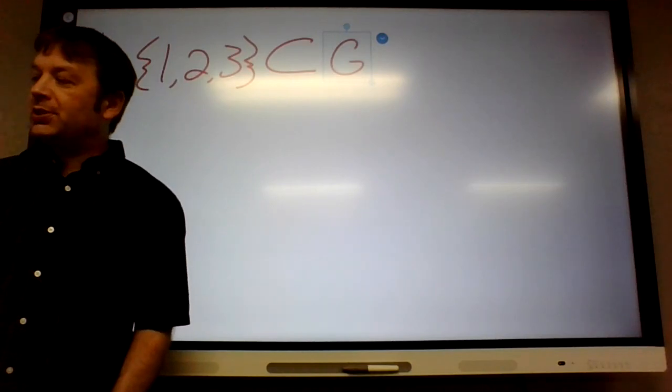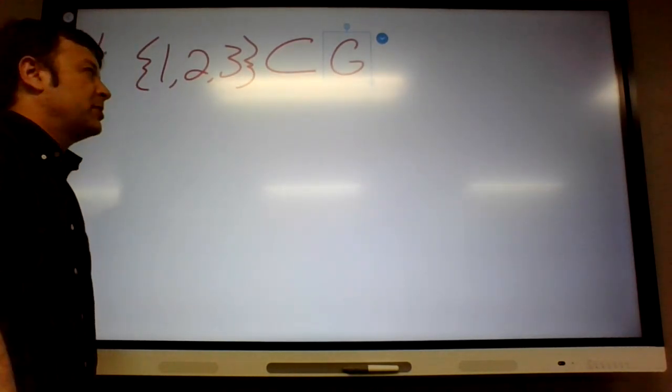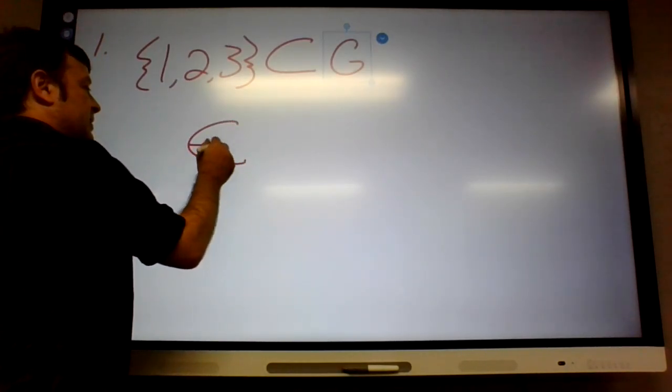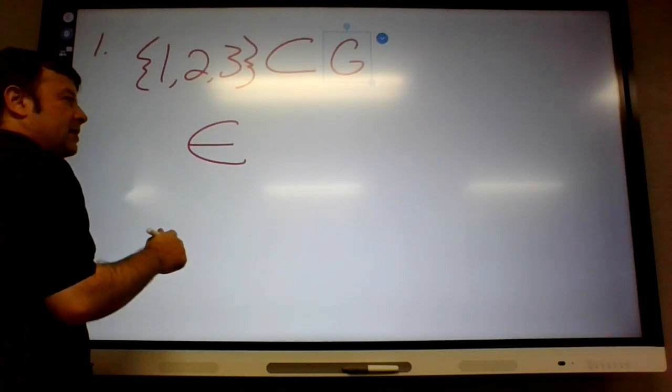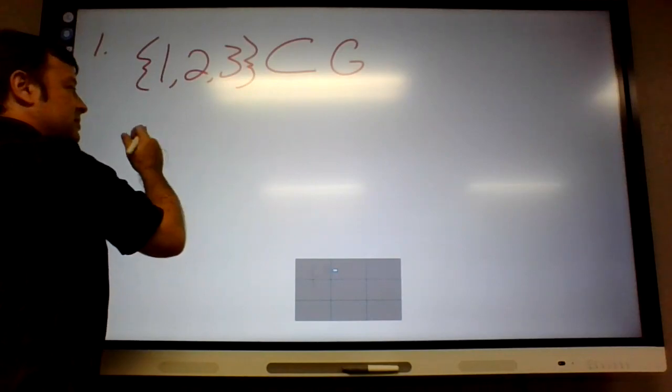Okay, number 2 says is not an element of. Do you guys remember the element of? It's an E. Yeah. If it's not an element of, you're supposed to slash through it.